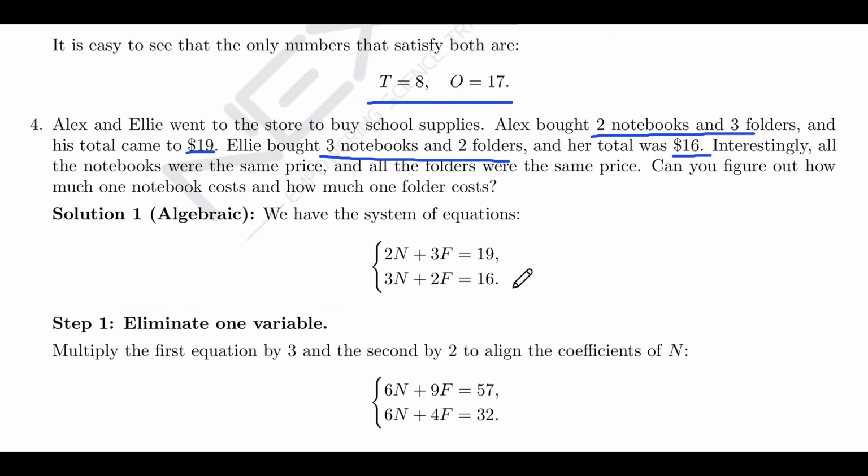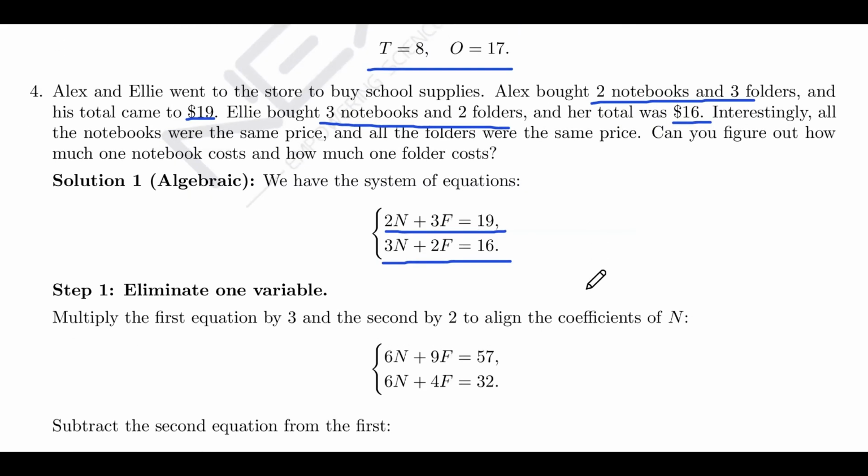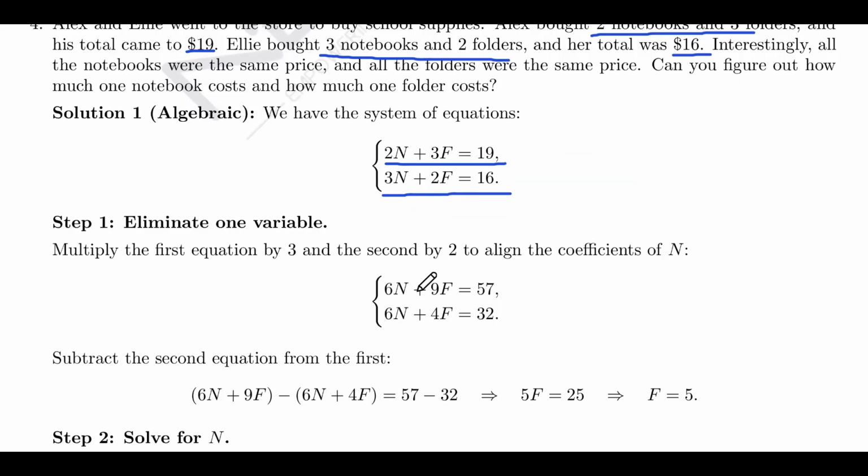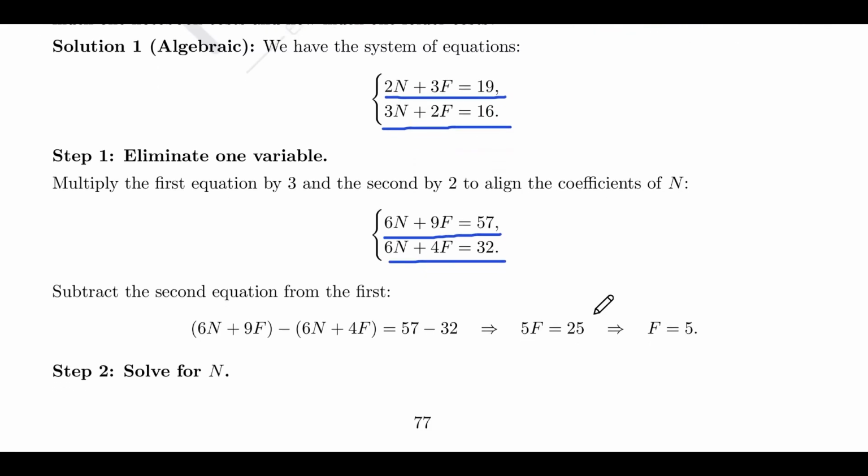The first equation in words is 2 times n plus 3 times f equals 19. The second equation is 3 times n plus 2 times f equals 16. To eliminate a variable, multiply the first equation by 3 and the second equation by 2 so that both have 6 times n on the left. The first scaled equation becomes 6 times n plus 9 times f equals 57, and the second scaled equation becomes 6 times n plus 4 times f equals 32.